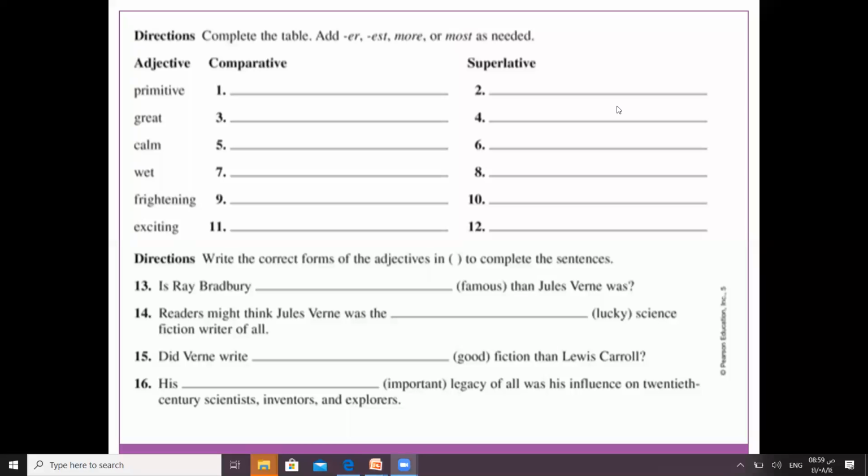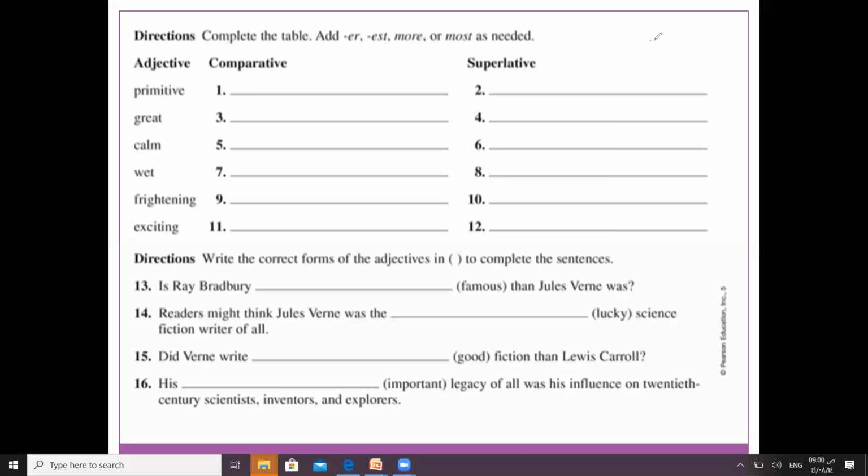Start answering the Readers and Writers book. Page number 352. Thank you. Okay, grade 5, let's start.